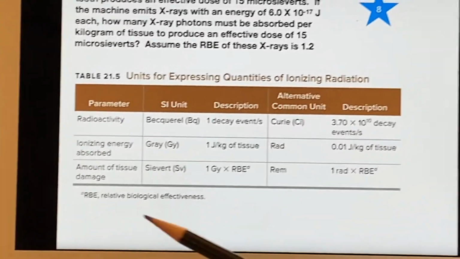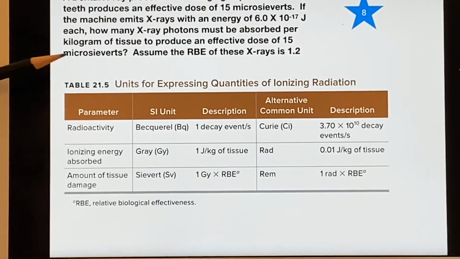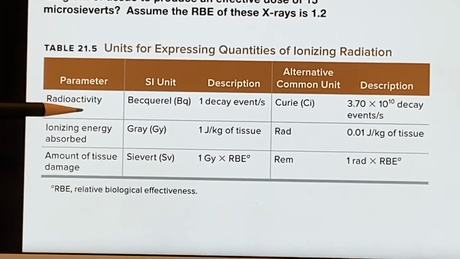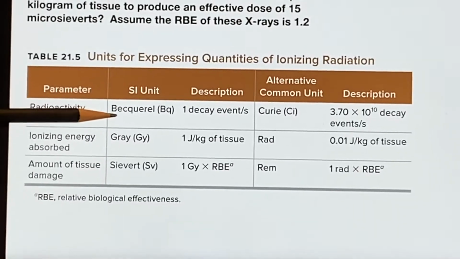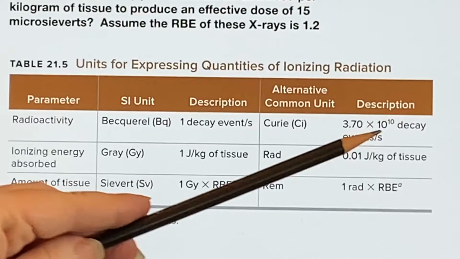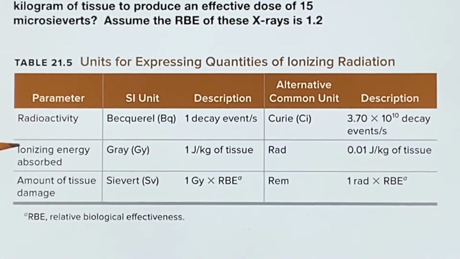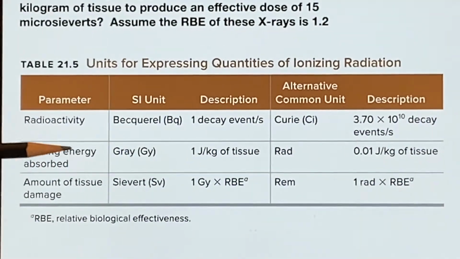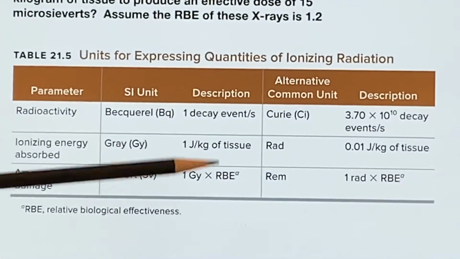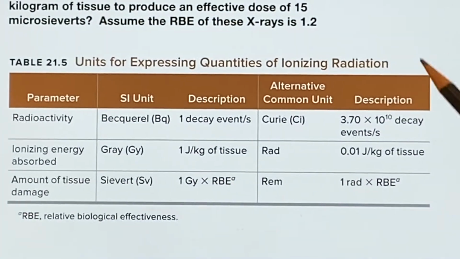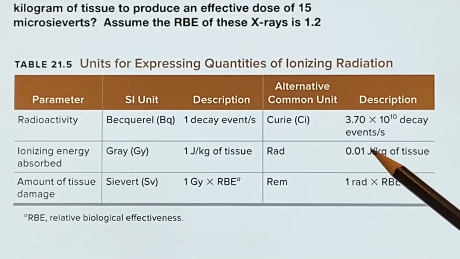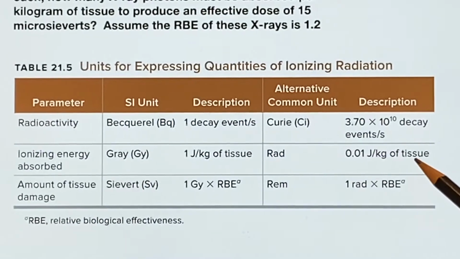So if we go back to this table then, here's just a summary of what we were talking about. We had the radioactivity in becquerels or in curies when we were talking about there being a lot of these decay events. We had the ionizing energy that was absorbed in grays, and that's a joule per kilogram of tissue, or alternatively, a rad, which is 0.01 joules per kilogram of tissue.